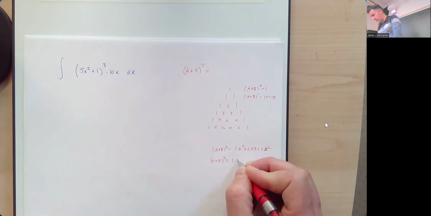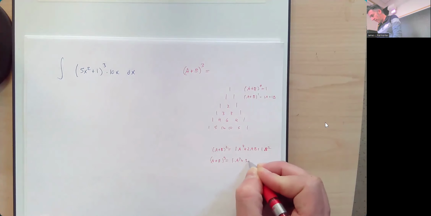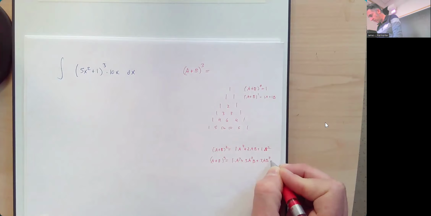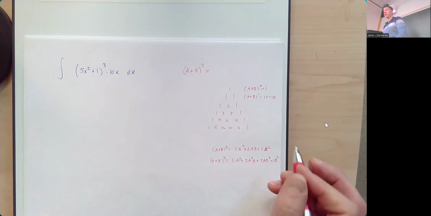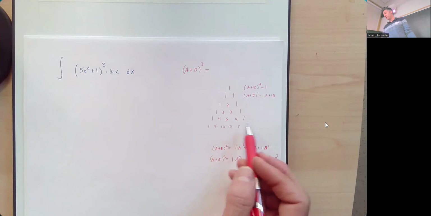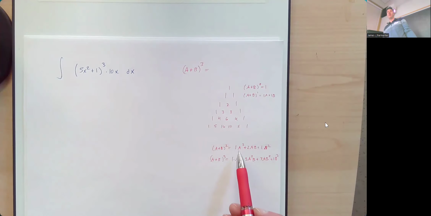It's 1 times a cubed plus 3 times a squared times b plus 3 times a times b squared plus 1 times b cubed. And it goes on and on. If I said what's (a plus b) to the fourth, it would be 1 times a to the fourth plus 4 times a cubed b plus 6 times a squared b squared plus 4 times a b cubed plus 1 times b to the fourth. The pattern is that these are the coefficients, and you start with a to the highest power, then the power of a becomes 1 less every term, and the power of b becomes 1 more every term. That's kind of it.